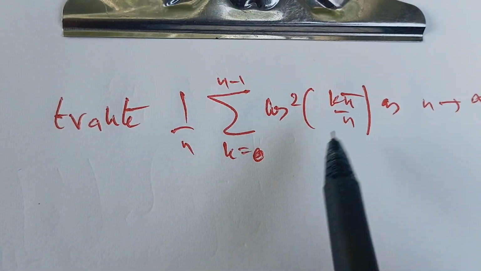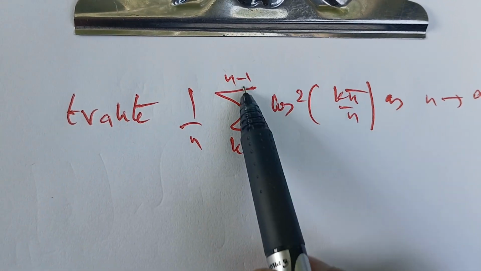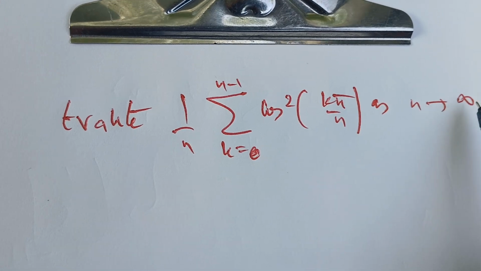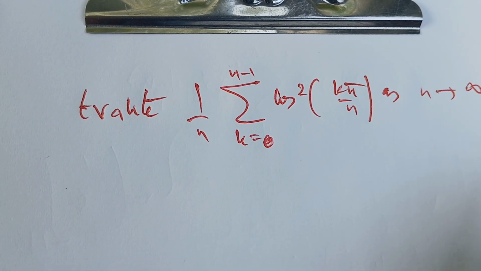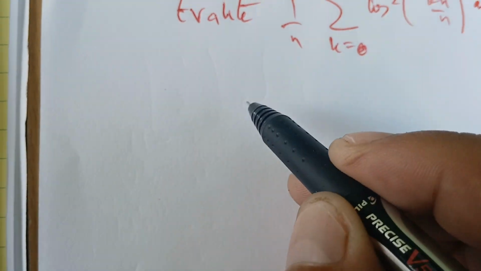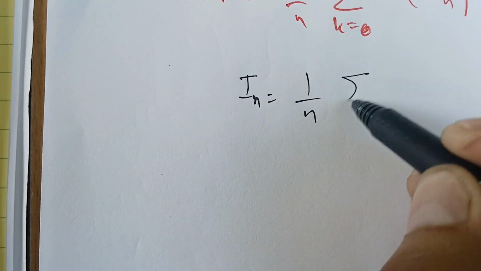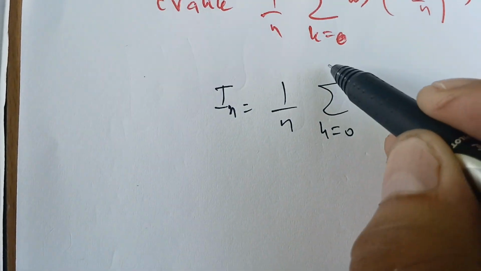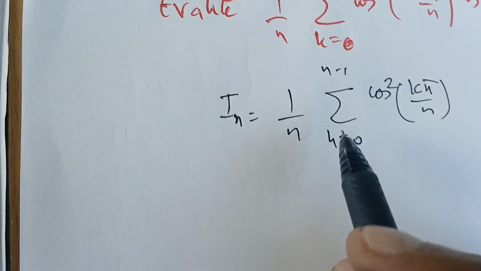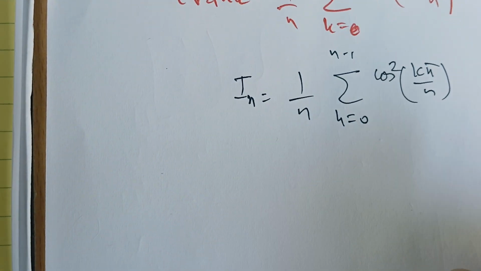The aim of this video is to compute the following limit. We can think of this one as a limit because we are asking for n as n goes to infinity. But before doing so, we can write the general term a sub n, which is 1 over n, the sum k going from 0 to n minus 1, cosine squared, k pi over n. And we need to make some remarks before we proceed.